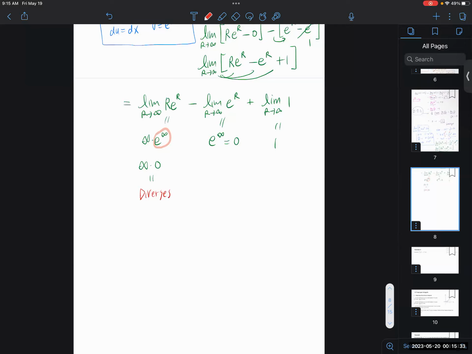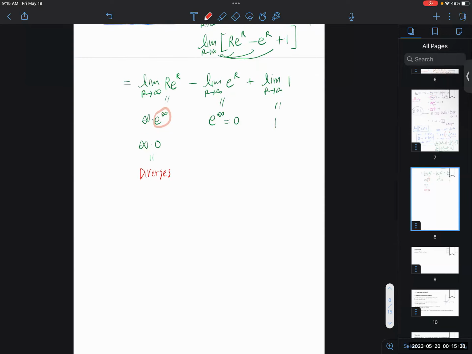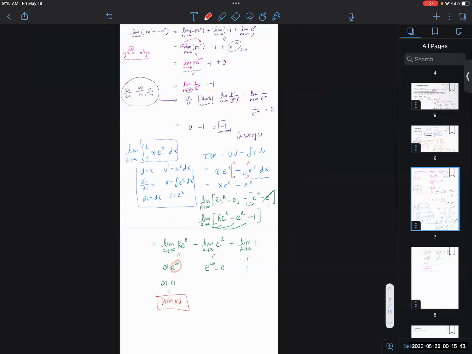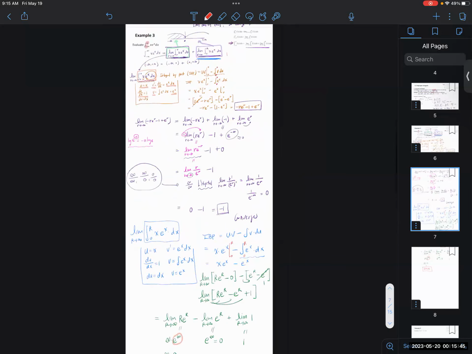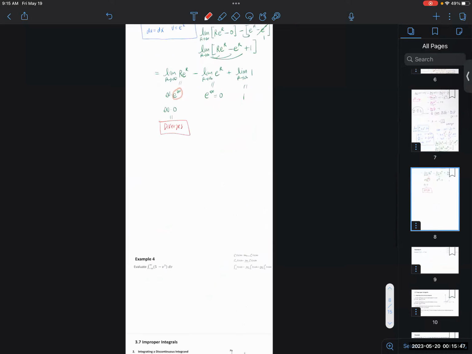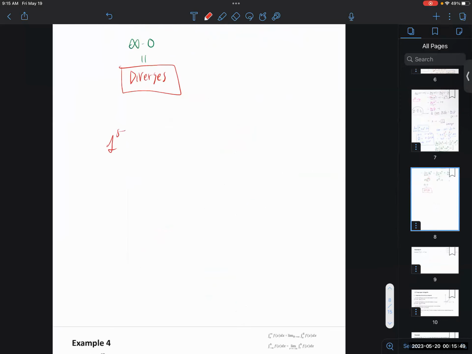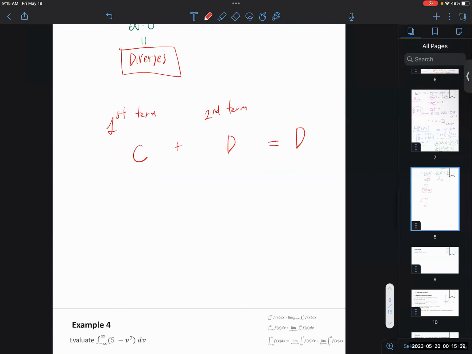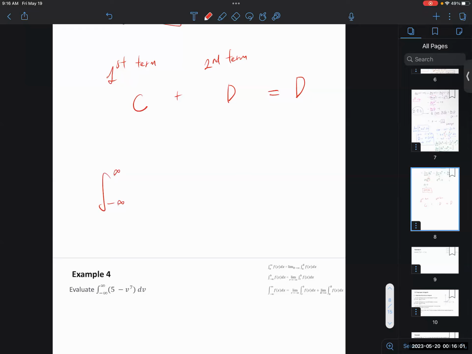So we have diverges plus 0 plus 1, doesn't matter anyway, this is diverges. So we found out the second term diverges. Let me go back up. The first term, we got converges, and then the second term, we got diverges. The answer is diverges. So the final answer we just got is diverges.